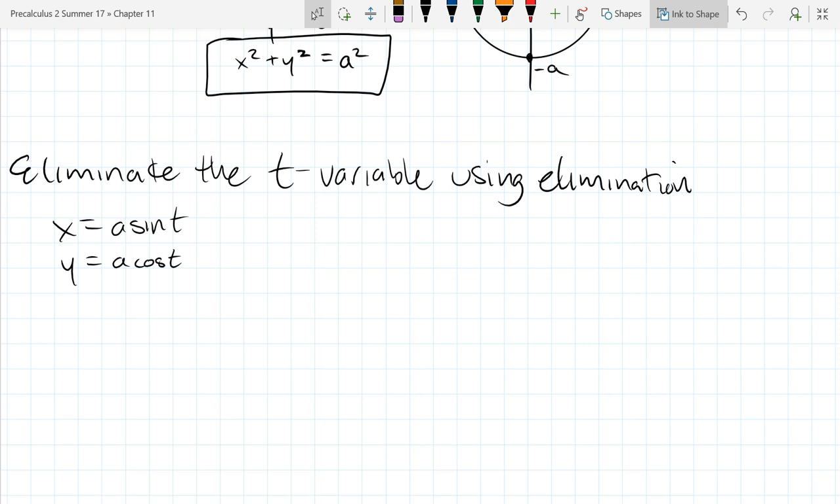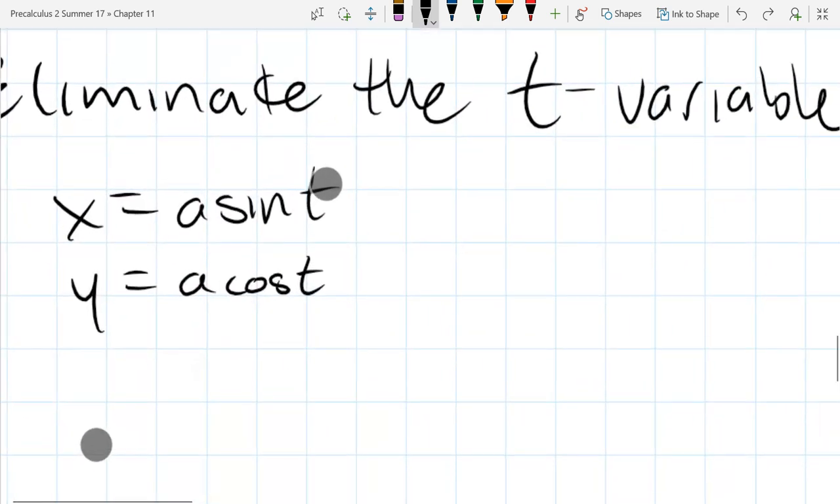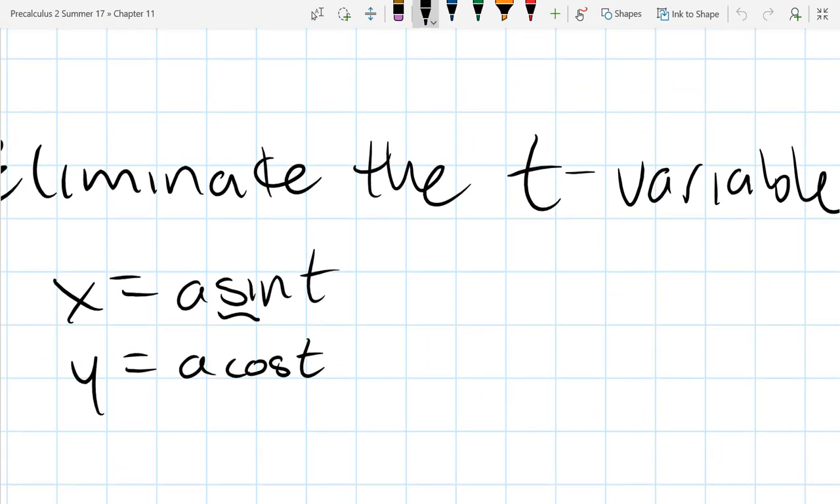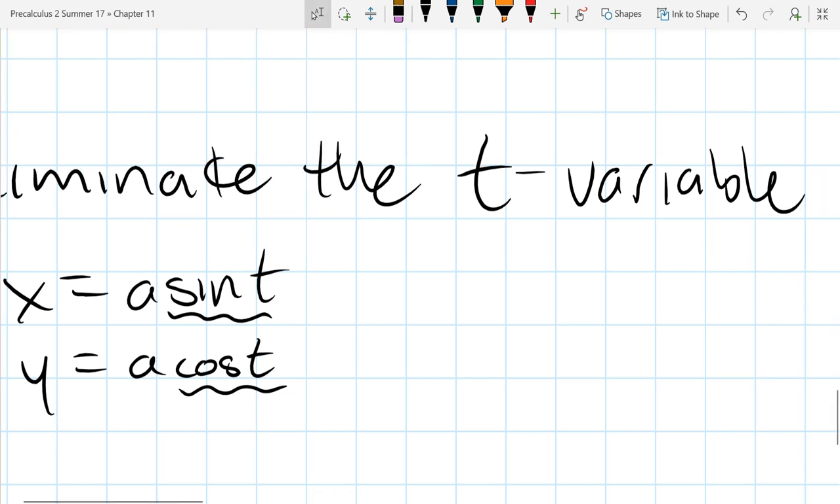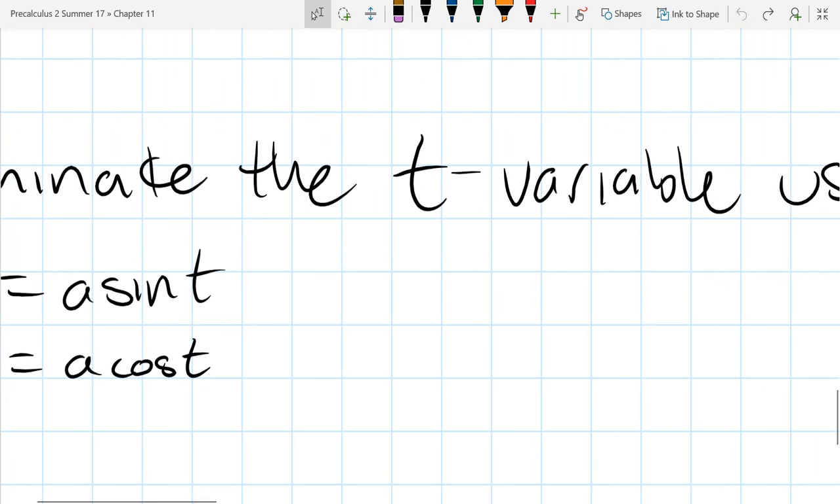Now, why might that be useful? Well, I'm trying to eliminate t right here. So just adding or subtracting these two equations is not going to get me very far at all to eliminate t. What type of relationship do sine and cosine have? How can I write those two in a way that will cancel them out? Well, the only thing that really comes to mind is sine squared plus cosine squared.